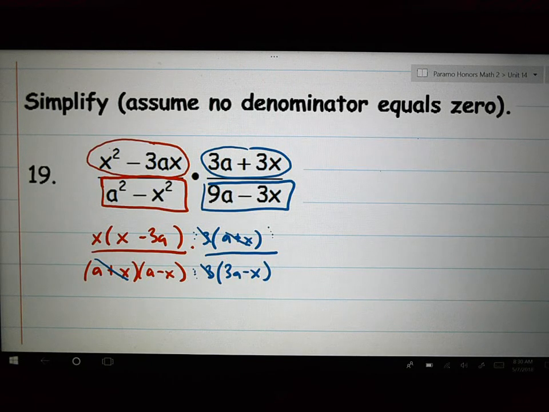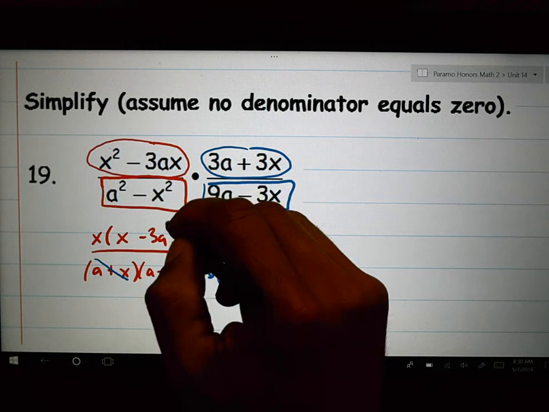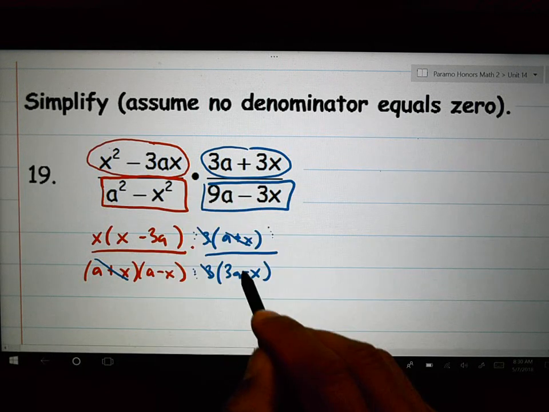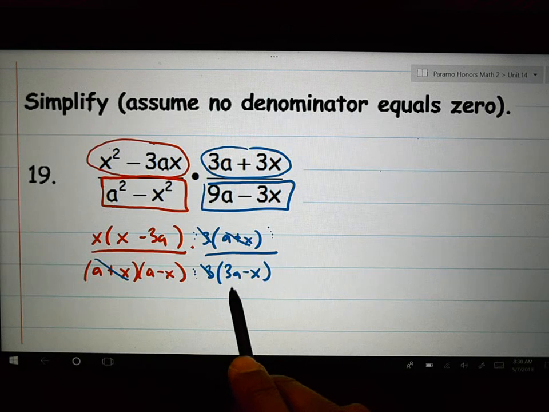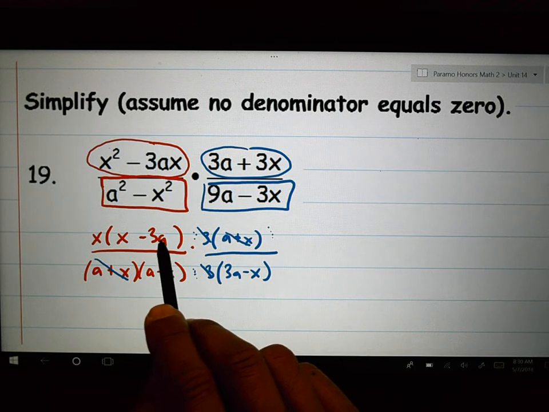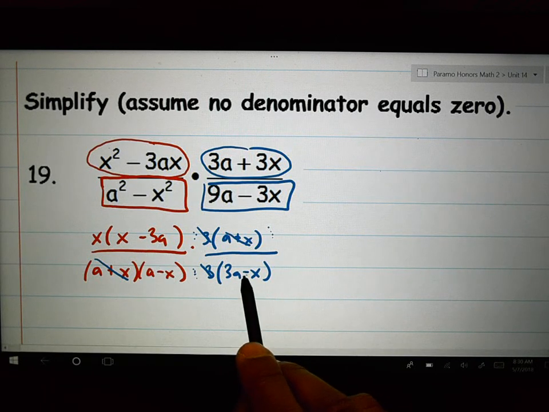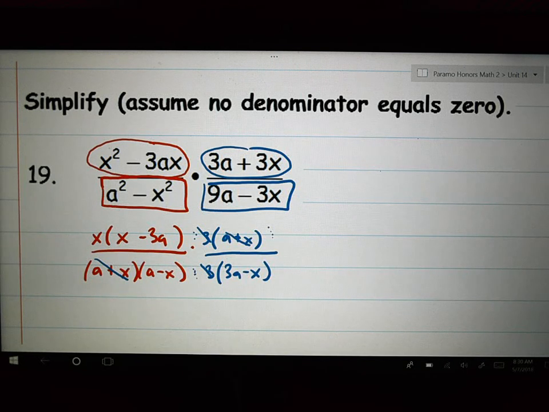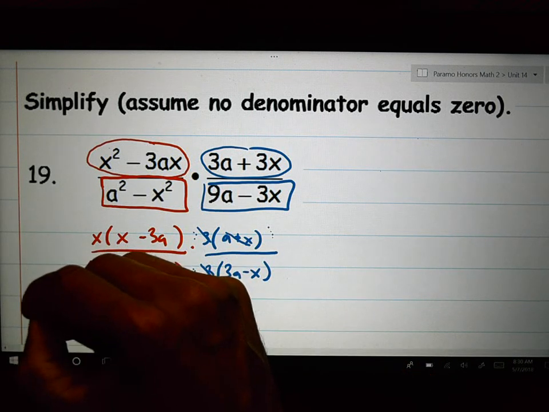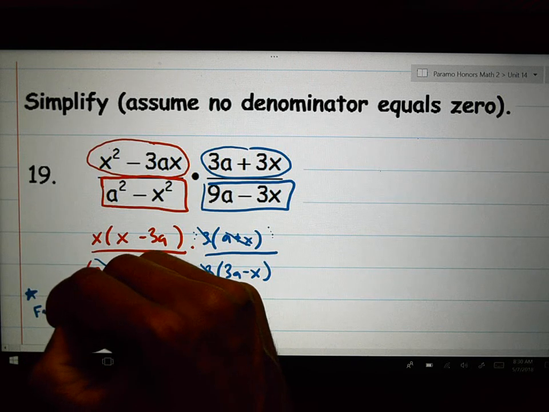I see one other thing that you may not see. This and this are almost the same thing. This 3a is positive, but that 3a is negative. This x is negative, and that x is positive. If you ever see something in parentheses that's almost the same exact thing except different signs, or a different order, check and see if you can factor out a negative. I'm going to put a little star. Factor out a negative.